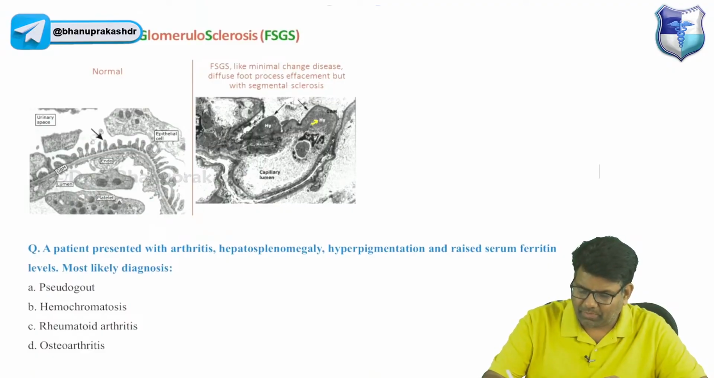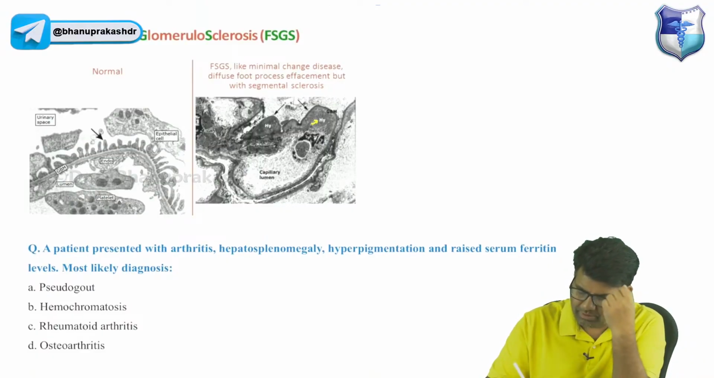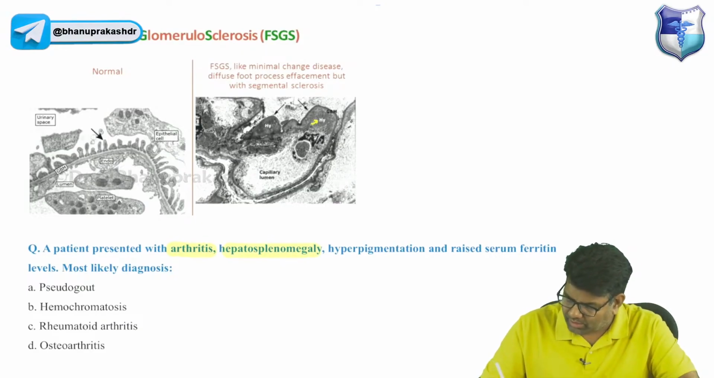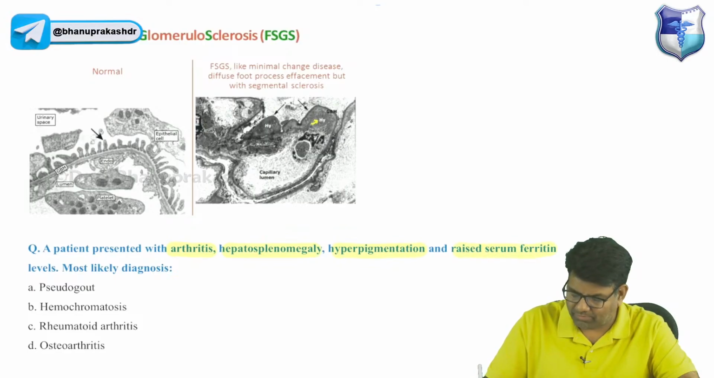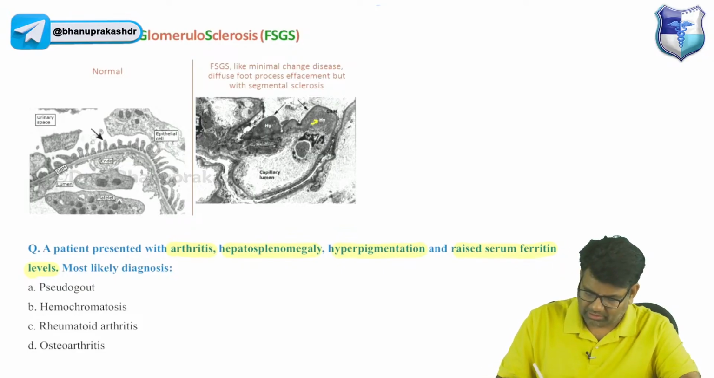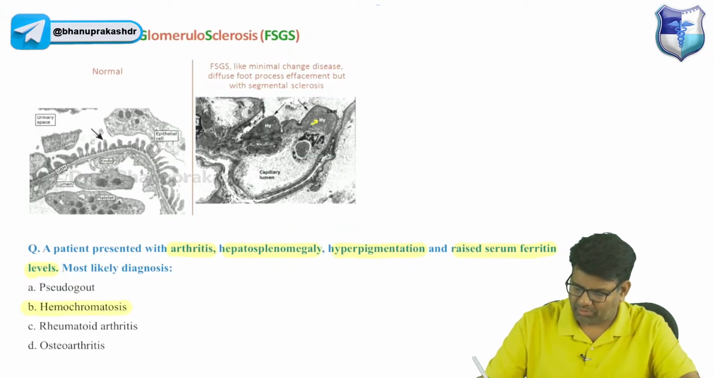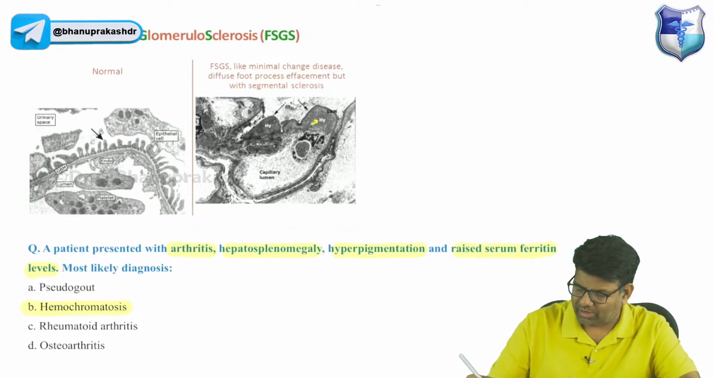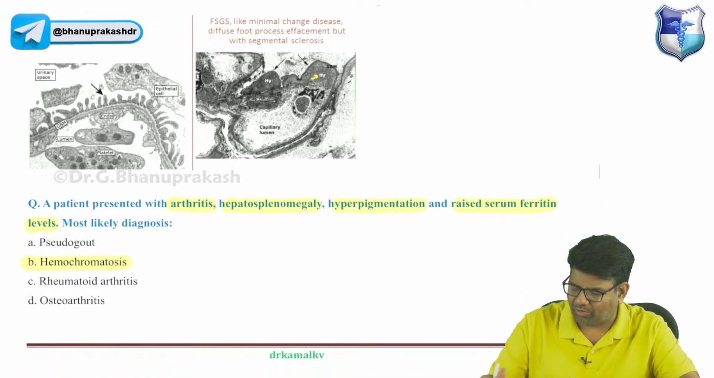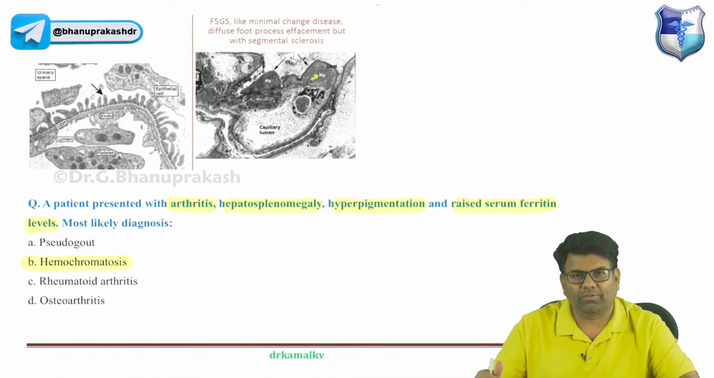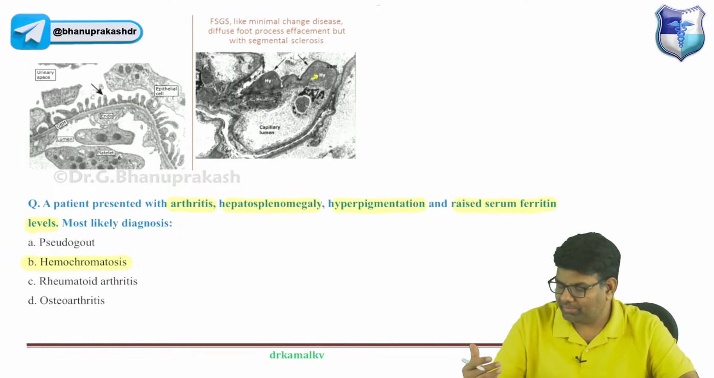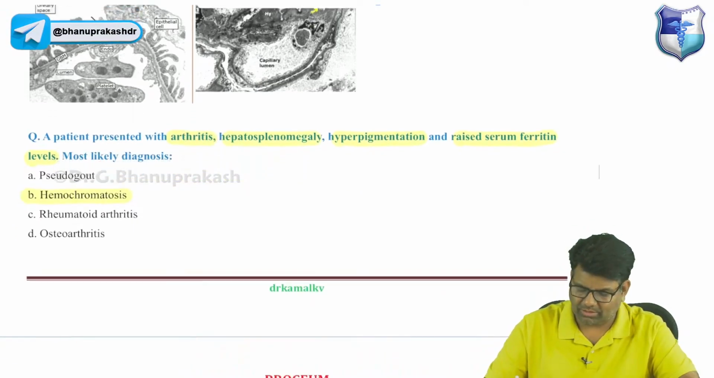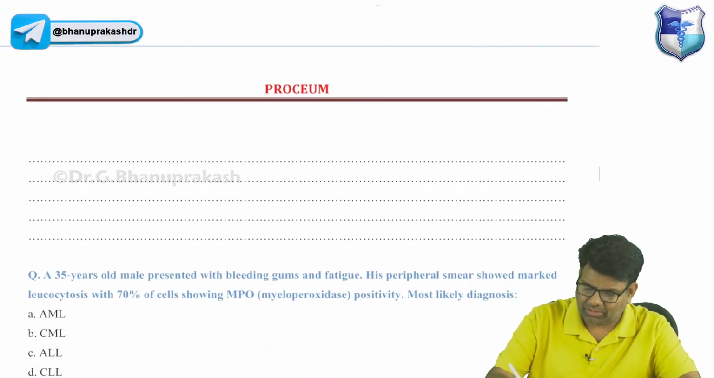Now, next question. A patient presented with arthritis, enlargement of liver and spleen, increased pigmentation, and raised serum ferritin levels. What diagnosis can it be? This is again a classical presentation for hemochromatosis. There is arthritis, enlargement of liver, spleen, increased pigmentation, brown colored pigmentation with excess iron storage, that is ferritin. This is hemochromatosis. Wonderful. And next question.